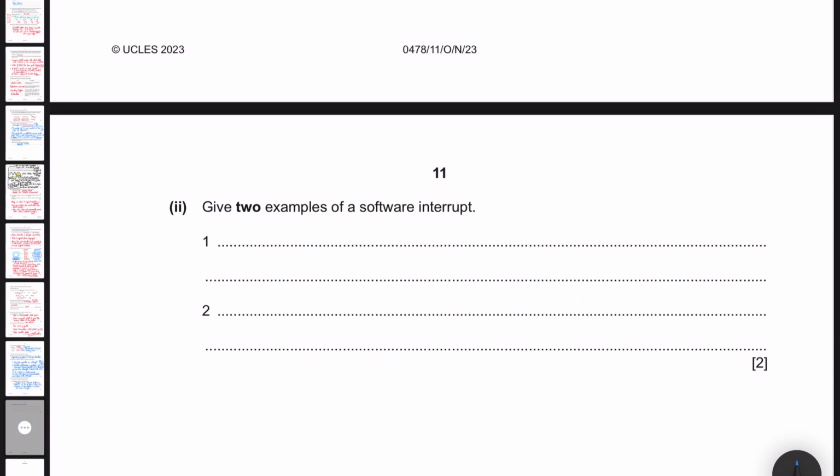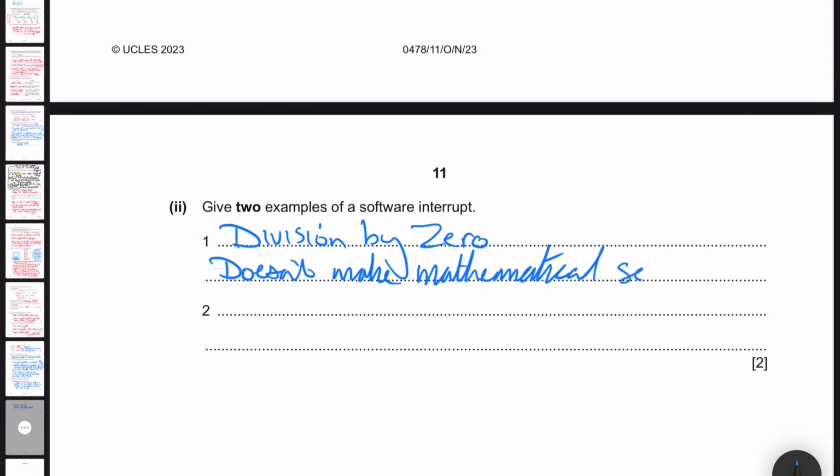Okay, give 2 examples of software interrupts. Software, we could put, and I'll explain this, division by 0. Imagine you're trying to share some sweets equally among your friends, but you don't have any sweets. You try to divide them equally, but you can't because you have nothing to divide. So similarly in computer programming, if you try to divide a number by 0, it's like trying to share something when you have nothing. This is a problem because dividing by 0 doesn't make sense in maths. Doesn't make mathematical sense. Okay?